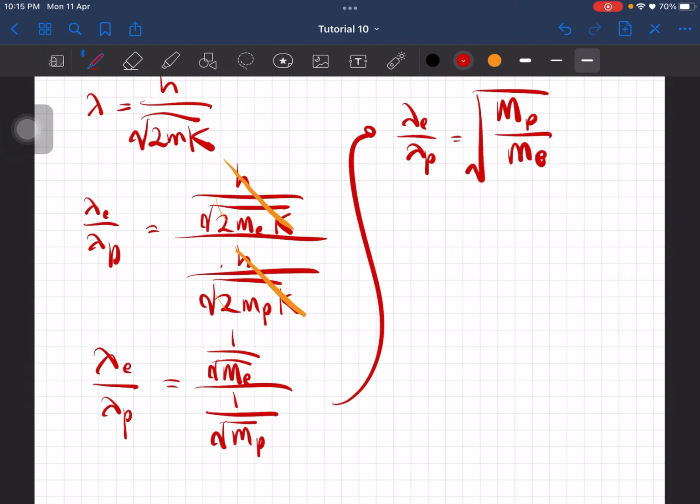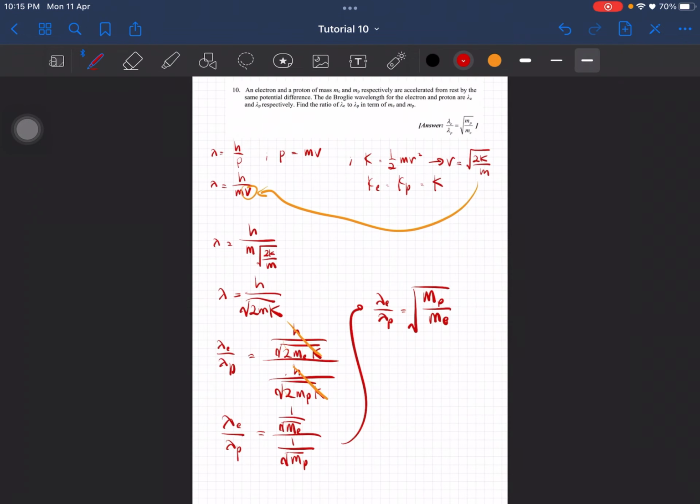Okay, all right, I hope you are able to understand this part of the question. Okay, yeah, so that is the end of our chapter number 10.